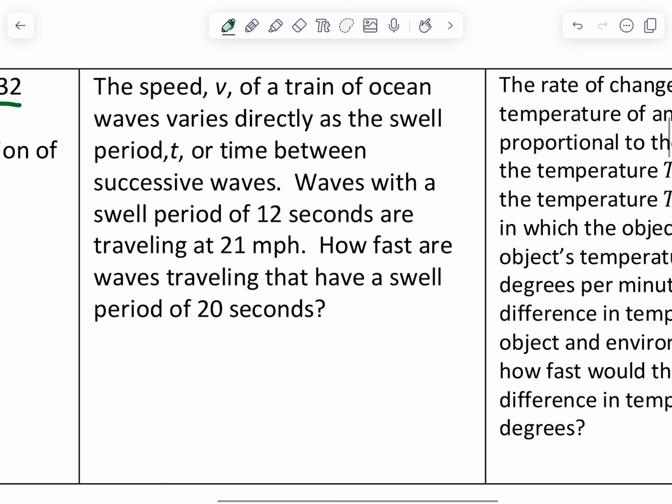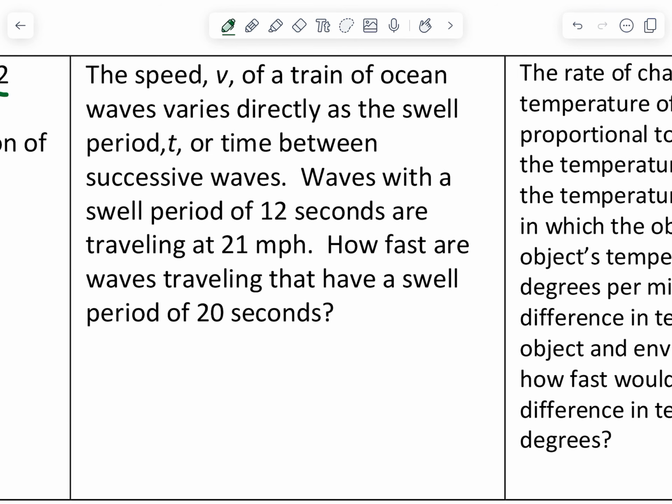Let's try some more. These do get a little wordy, so please take your time and read them carefully. It says, the speed v of a train of ocean waves varies directly as the swell period t, or time between successive waves. So right there in that first sentence, we can write our variation equation with k: v equals k times t, the swell period, the time between each wave.